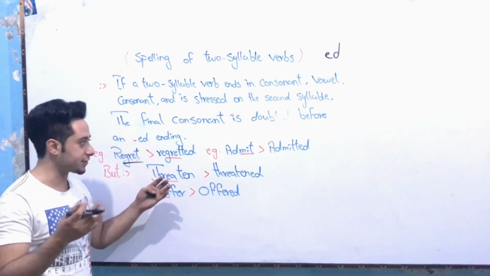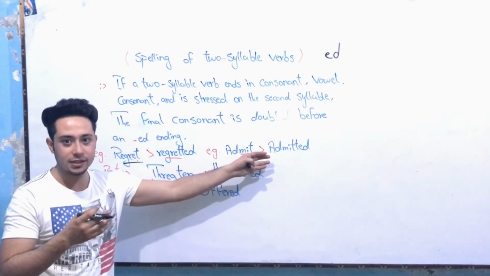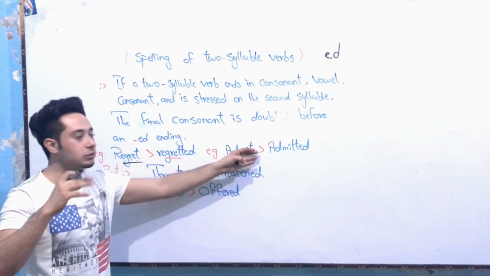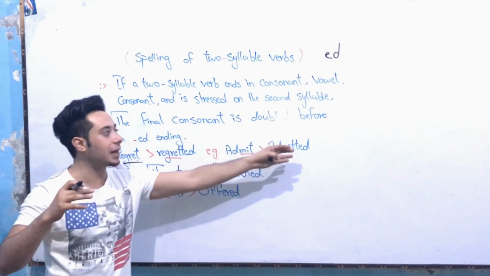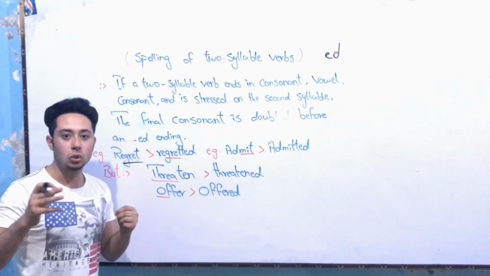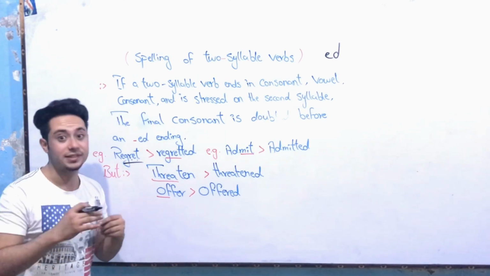As I mentioned, this verb also ends with consonant, vowel, consonant. Also, let's have another example. Admit. Admit is a verb with the second syllable stressed. We need to double the consonant at the end and add an ED at the end of our verb. What can we do for two-syllable verbs when the first syllable is stressed?